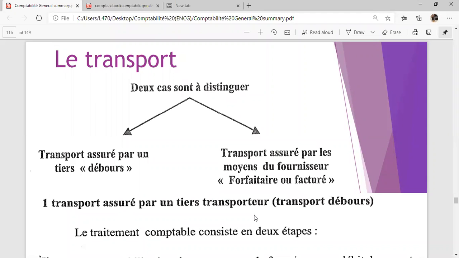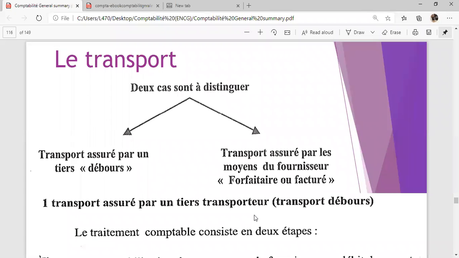So in the first situation, where Marjan has a transporting means and transports their goods themselves to the desired destination, they charge the rate of the transport at 20%. So the TVA for the transport is 20%. Hope I'm clear with the first one.